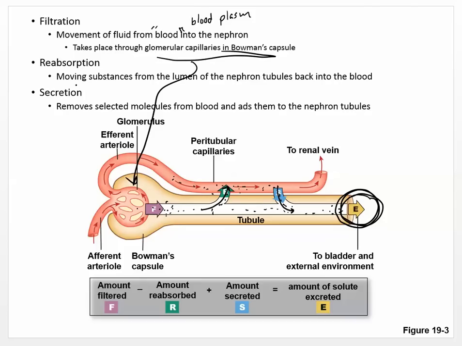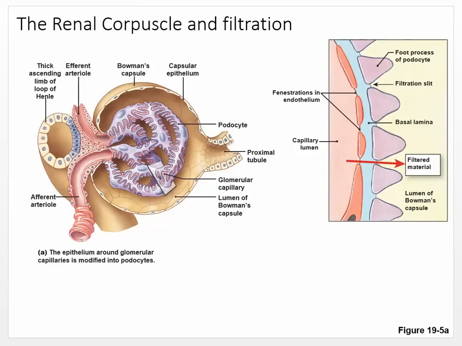Okay, and then reabsorption is moving substances from the lumen of the nephron back into the blood. That's absorption. The blood absorption is just when something moves into the blood. Secretion is when something moves out of the blood. So secretion moves selected molecules from the blood and adds them to the nephron tubule. Okay, so we're going to go through each one of these things individually. Let's start with filtration.